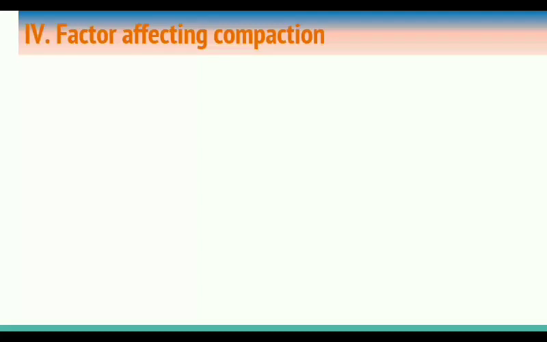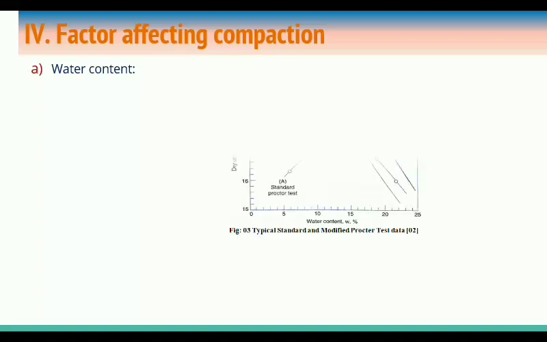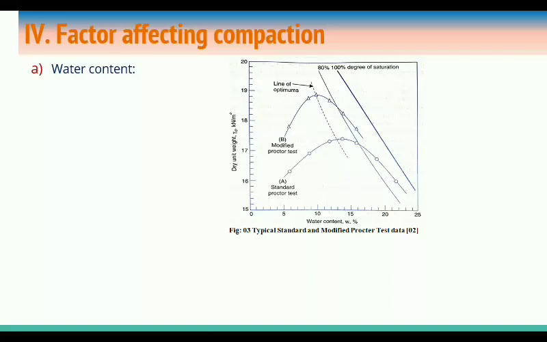Factors affecting the compaction. What are the factors which affect compaction? One is the water content. You can see in this figure, already discussed in the previous slide, that if you increase the water content, first the dry density will increase and attain some maximum value, and then if you increase the water content beyond that, the dry density will decrease. The mechanisms on the wet side and dry side of optimum were already discussed in the previous slide, and you can see this in this figure also.